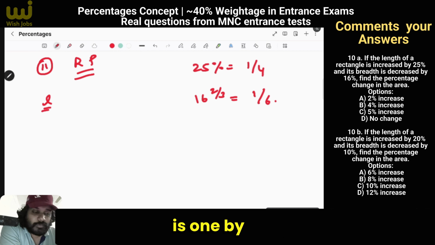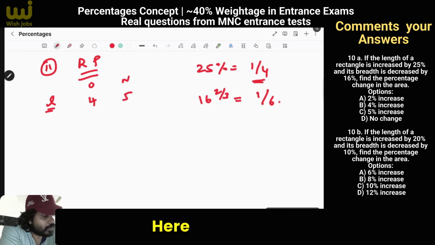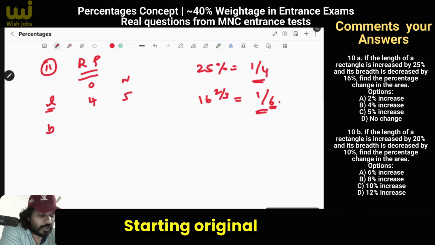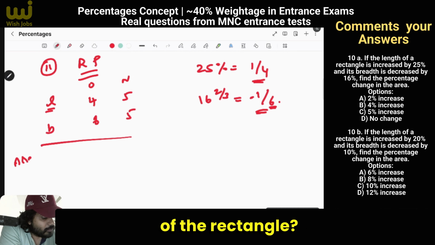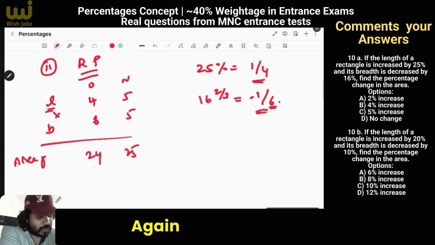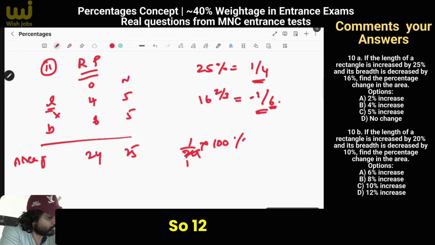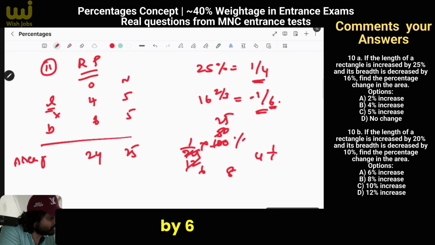The length is increased by 1 by 4. So the old length is how much? 4. The new length will become 5. Here it is decreased by 1 by 6. The breadth originally is 6, and it decreased, so it became 5. So what is the area of the rectangle? L into B. So 4 into 6 is 24. 5 into 5 is 25. Again, you will do 1 by 24 into 100 percentage, which is 4 1 by 6 percentage.